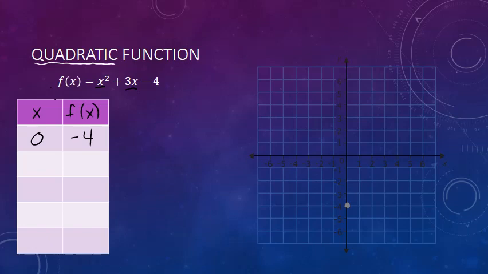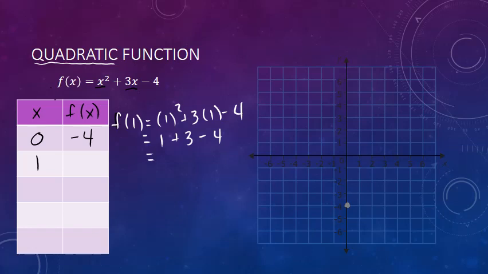So let's go positives. Positives are always easier. So we're going to do f of 1 is 1 squared plus 3 times 1 minus 4. That will be 1 squared is 1, plus 3 times 1, minus 4. 1 plus 3 is 4. 4 minus 4 is 0. So we'll just put that there.